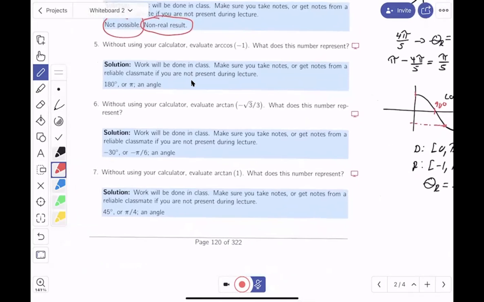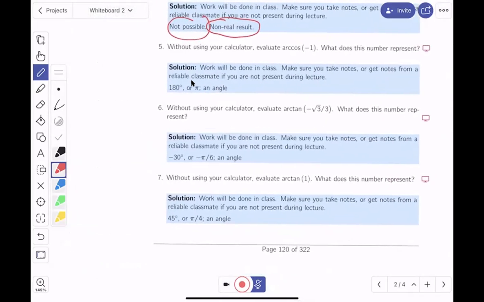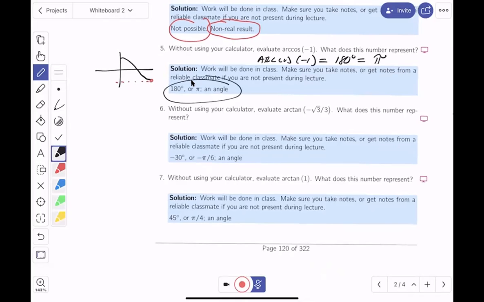All right, let's go to the next one, which is number 5. And again, when I do these things, I want to draw the invertible region of the cosine function. That looks like this over here. And I want to find the ratio of minus 1. And where did that occur? That occurred at 180 degrees. And let me write that down for you. So the arc cosine of minus 1 is 180 degrees, or pi. And that's the angle.